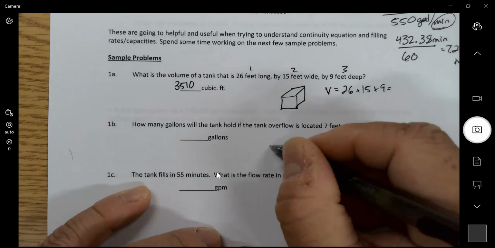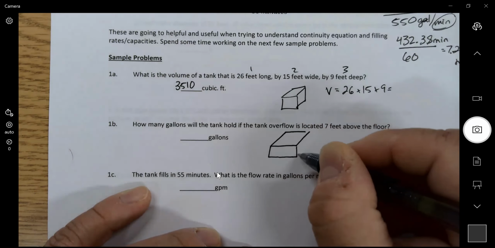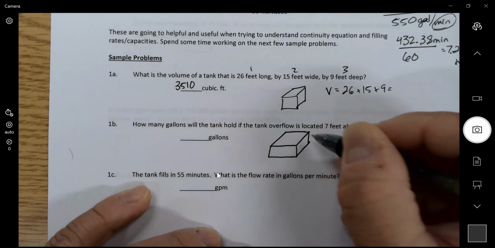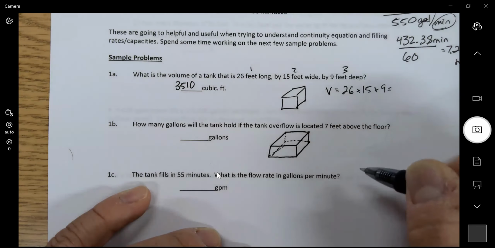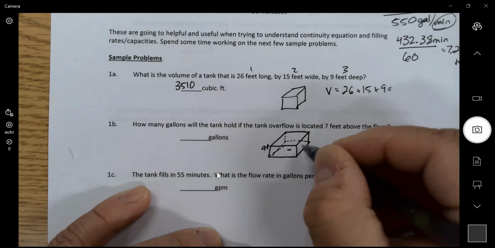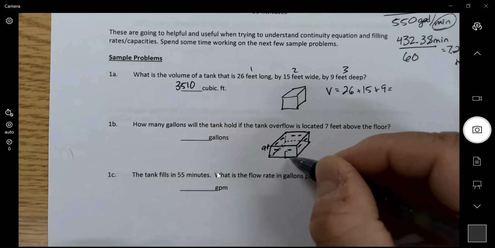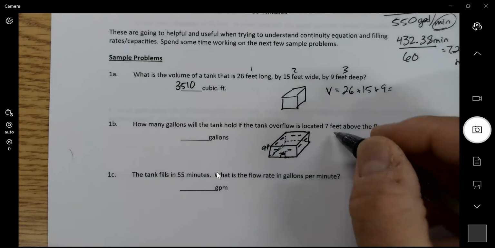Now, I should have drawn that better. How many gallons will a tank hold if there's an overflow drain located 7 feet from the base of the tank? So this is my tank. Originally it's 9 feet tall, right? But there's a drain here and a drain here and a drain there, a couple on the back wall, a couple on this wall. It's saying that these drains are 7 foot from the base. So if we're trying to fill it and there's a drain 7 foot above the ground, will you ever be able to fill it to 9 feet tall? Absolutely not, because the overflow drain is at 7 feet.